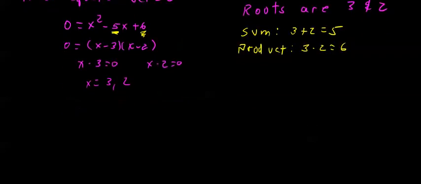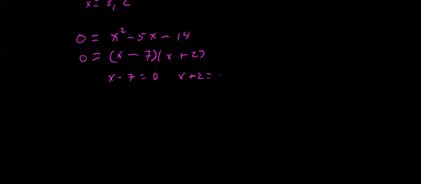Let's look at one more just to make sure that this works. Okay, here's one more equation. Again, we're going to factor it. x and x, minus and plus, minus 7 plus 2, negative 5. So x minus 7 equals 0, x plus 2 equals 0, x is 7, or x is negative 2. So my roots are 7 and negative 2.